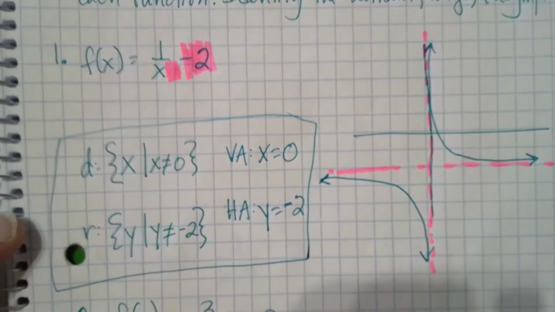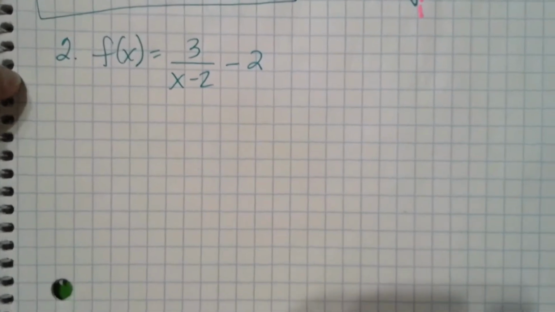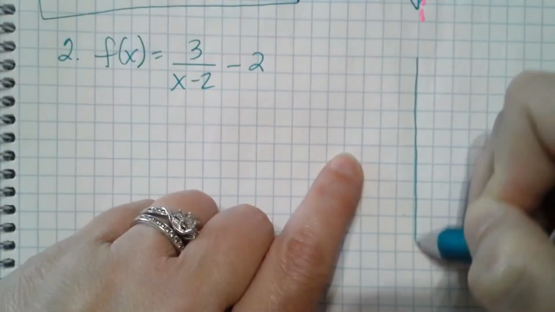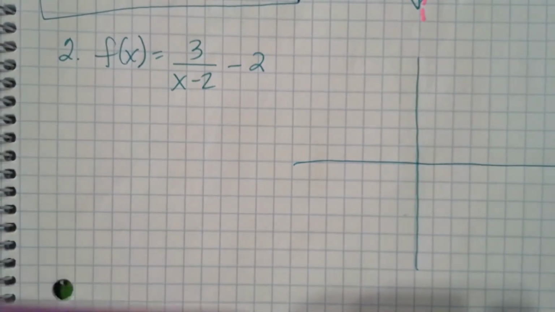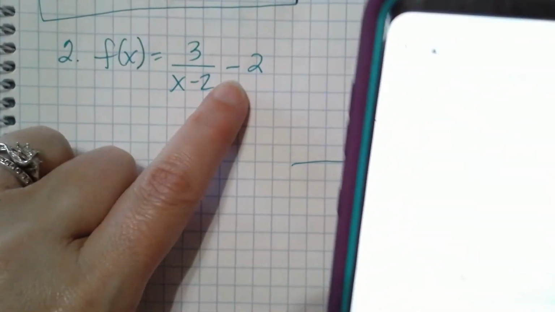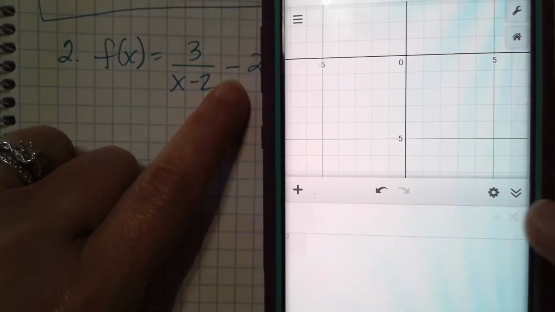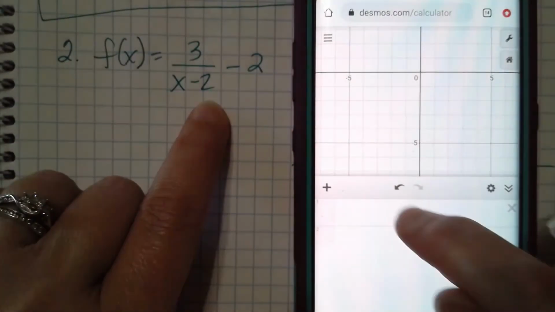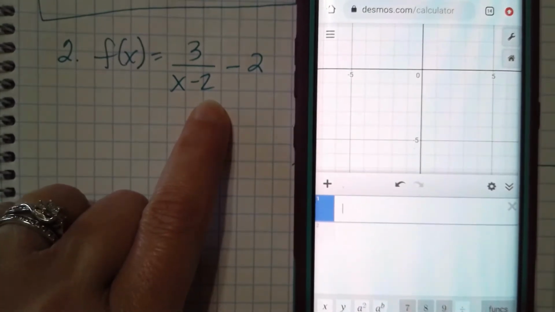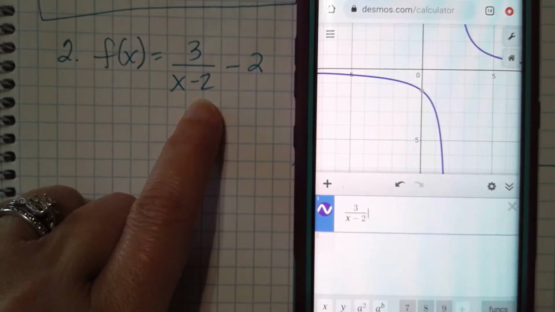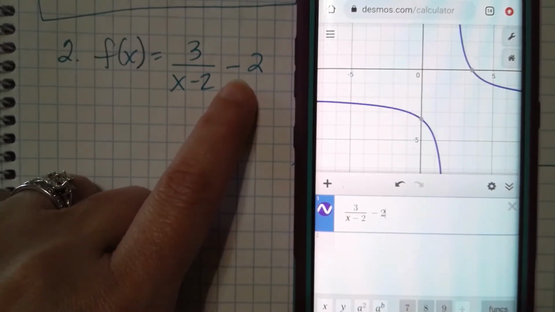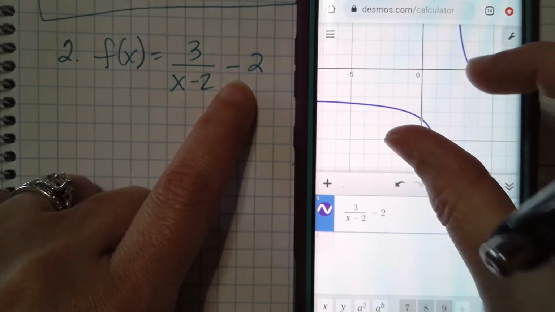Alright, here's number 2. F of x equals 3 over x minus 2, minus 2. So I just hit the little x right here and cleared the equation that I had. So I'm going to touch in the box and type 3 divided by x minus 2. And then I'm going to get out of that fraction and do minus 2 out behind it. Okay, so here's my equation. Here's my graph.